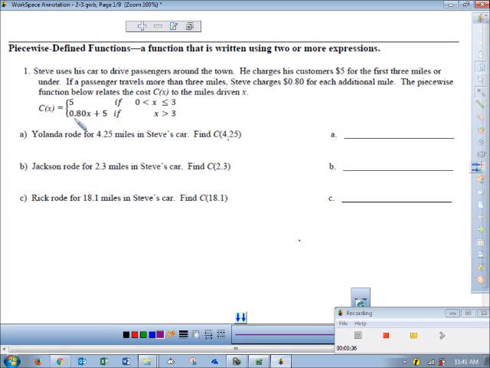But this is going to be a horizontal line. This is going to be an oblique line because it's going to be like y equals 0.80x plus 5, and etc. So let's just dive in here and see what this story is all about.